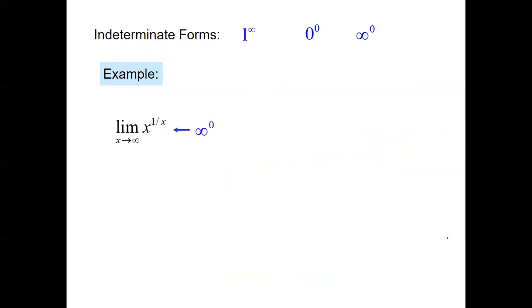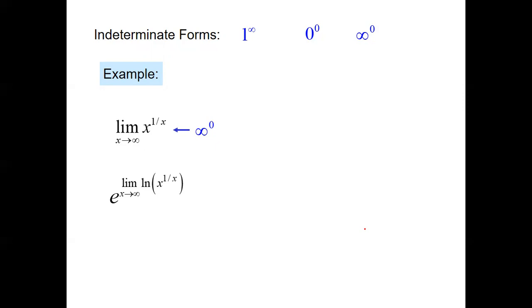All right, so limit as x approaches infinity of x to the 1 over x. So let's just check it here. We've got infinity in the base, and 1 divided by infinity, that's 0, up in the exponent, so definitely one of our forms here. So I'm going to rewrite it into that form we just talked about: e to the limit as x approaches infinity of the ln of x to the 1 over x.